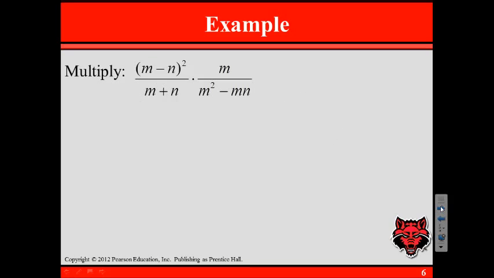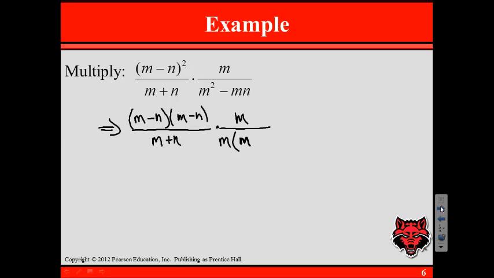Example. Here we have m minus n squared over m plus n times m over m squared minus mn. Remember, our first step is to factor completely. We can rewrite m minus n squared as m minus n times m minus n over m plus n, nothing factors here, times m. Again, we can't factor anything out of m. However, in its denominator, m squared minus mn, those two terms have a common factor of m. So we factor out m, and we are left with m minus n.